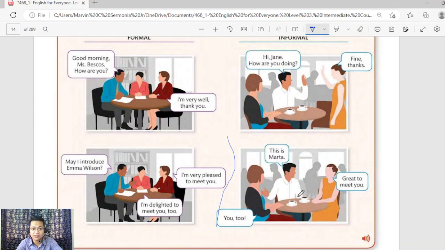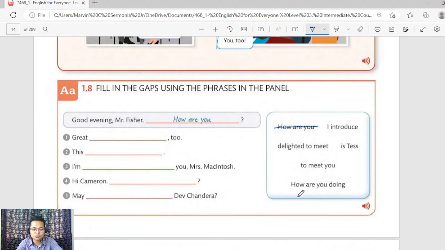Now, to practice our knowledge on the use of formal and informal language, let's try 1.8. You just have to fill in the blank. You can choose the appropriate words inside the panel. I advise you to pause this video for a while so you can concentrate on answering this one. After, you could compare your answer to the answer that I'll be sharing.